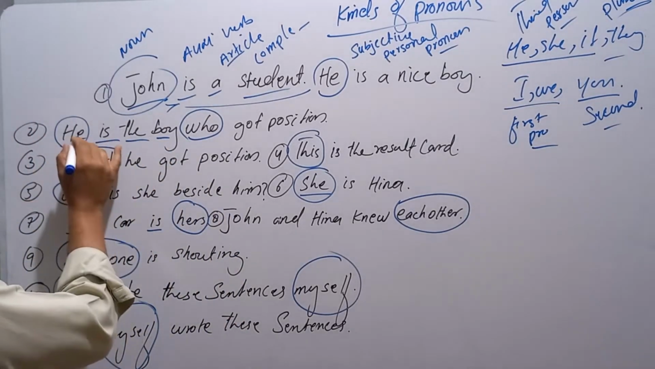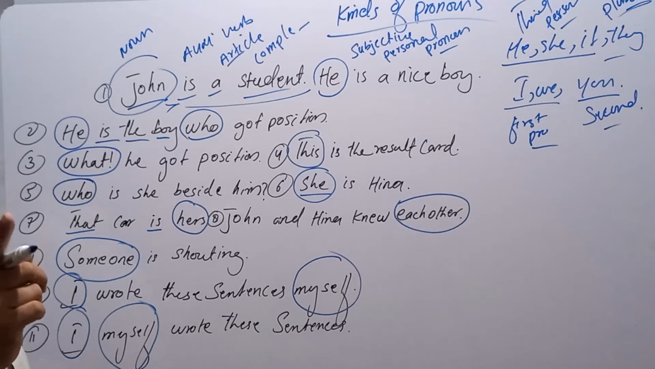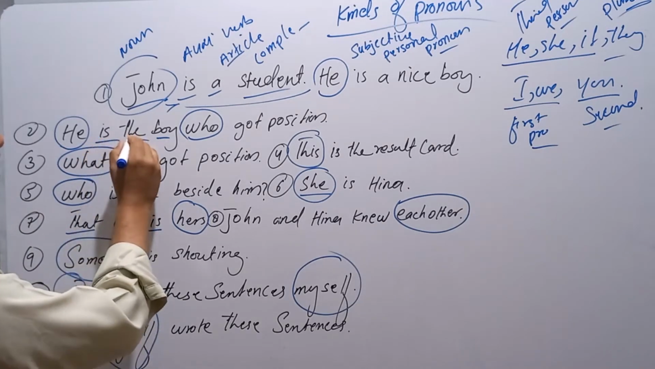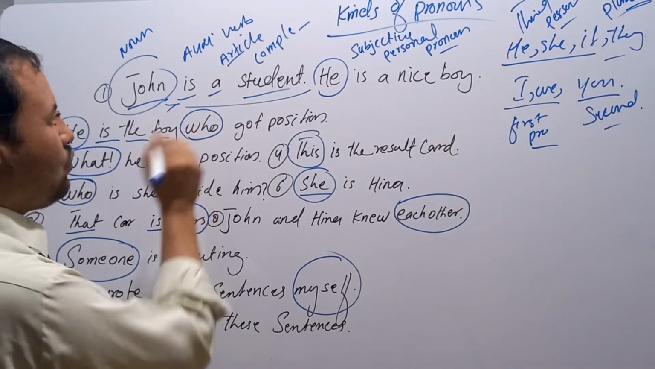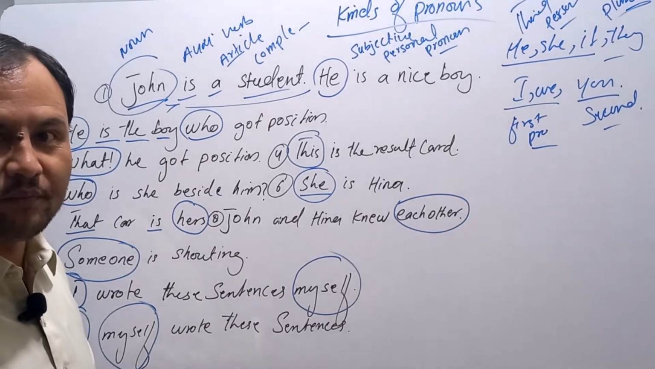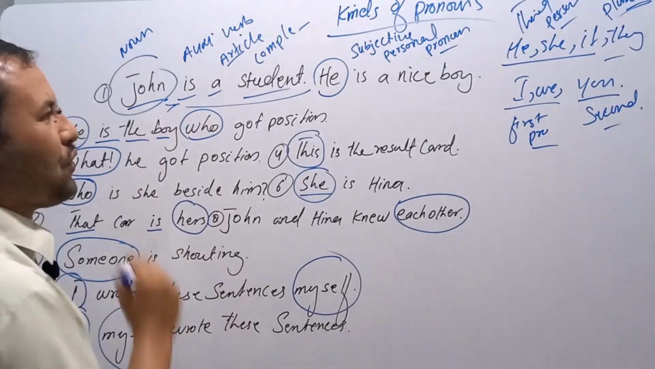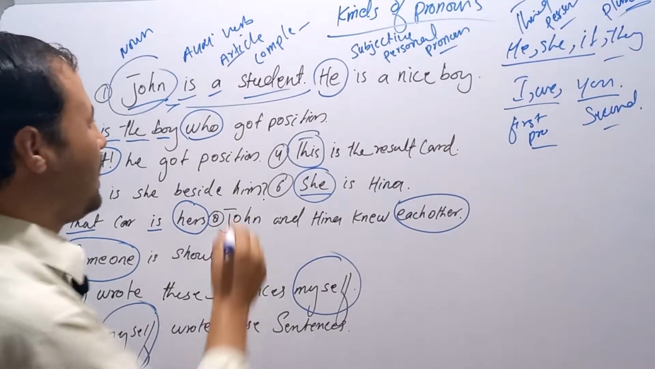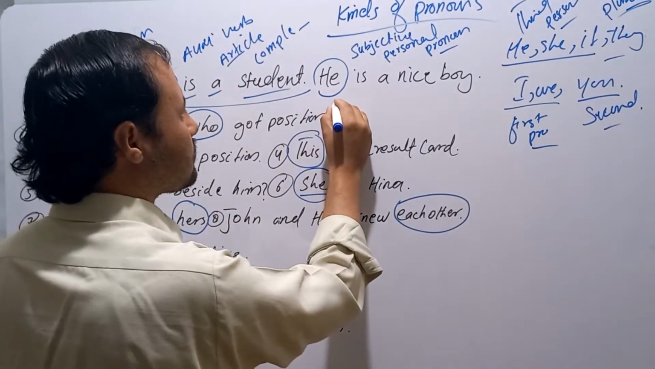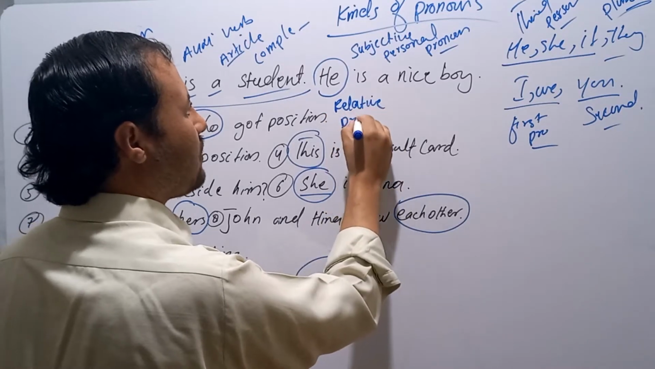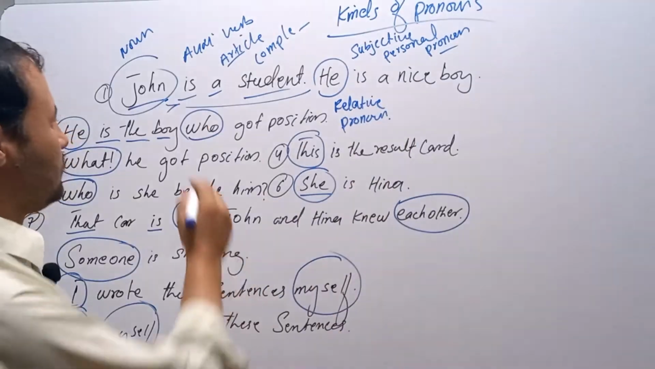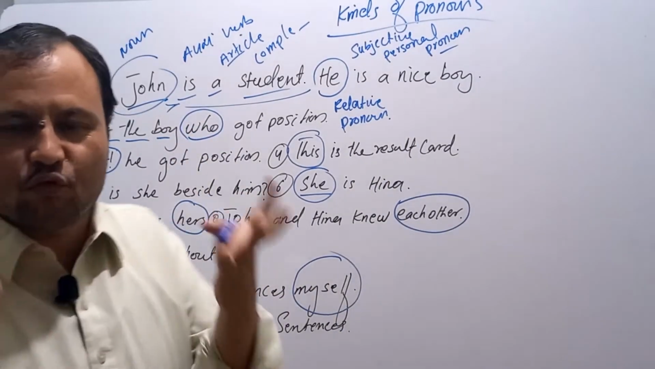He is the boy. Again, he is there, so he is a subjective personal pronoun. Is is the auxiliary verb, the is article, and boy is a noun. Now, another word we have is who. What is who here? Who is also a pronoun. What kind of pronoun is it? It is called relative pronoun. Okay, who. What is a relative pronoun?